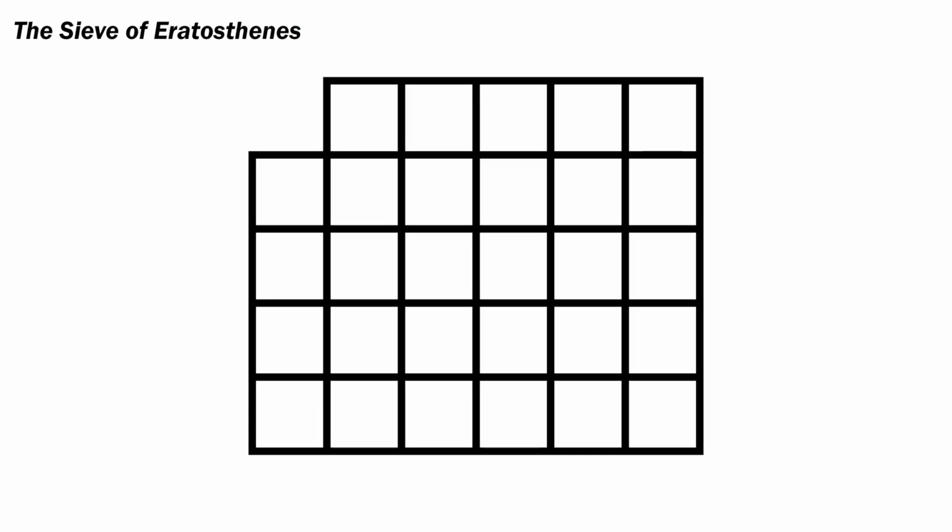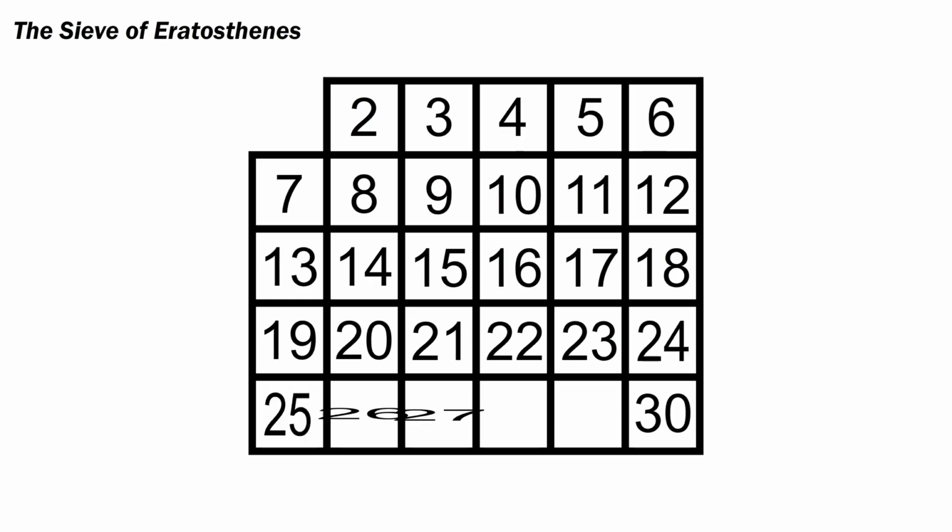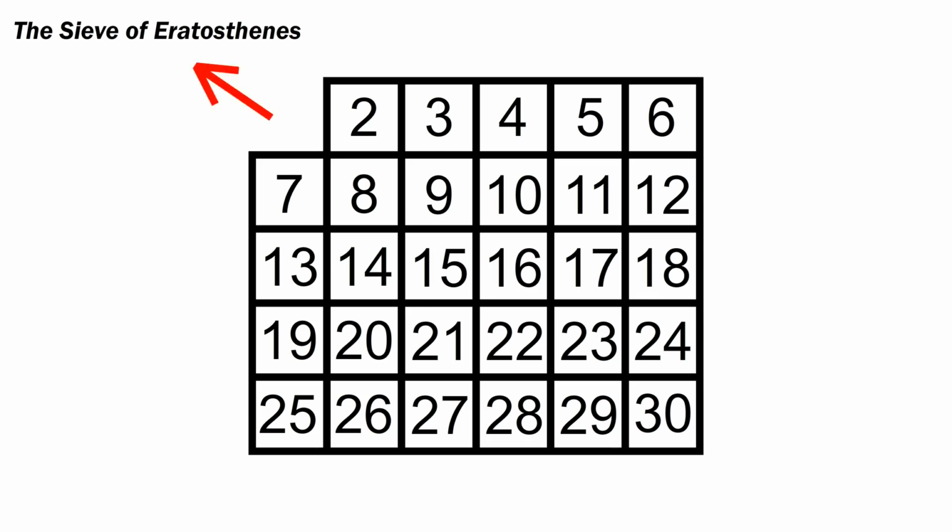The Sieve of Eratosthenes is an algorithm that can be used to find all prime numbers between the smallest prime number 2 and any given number n. Let's say that we pick the number 30, and we want to know how many primes there are between 2 and 30. Well, let's just use our algorithm.